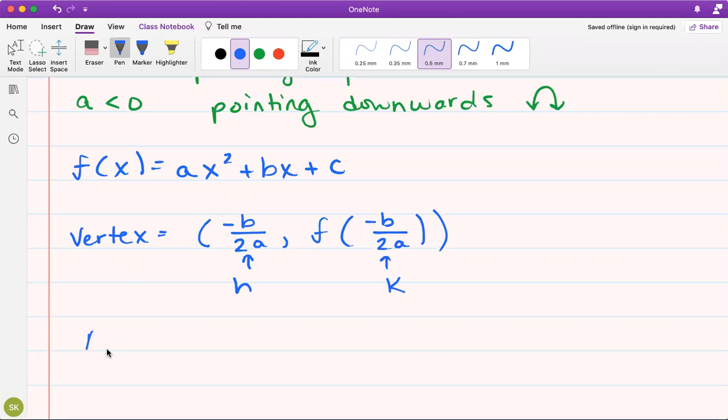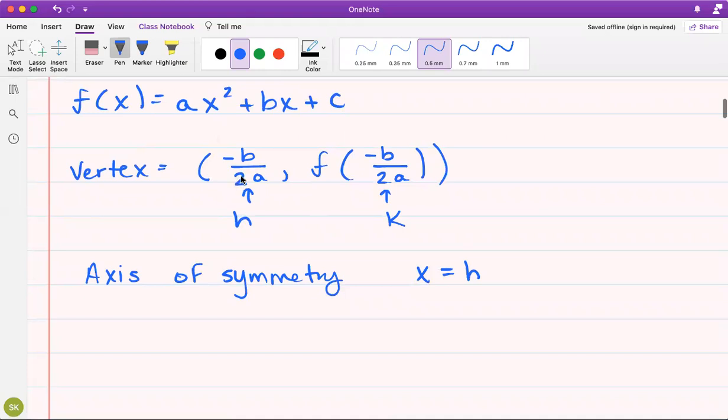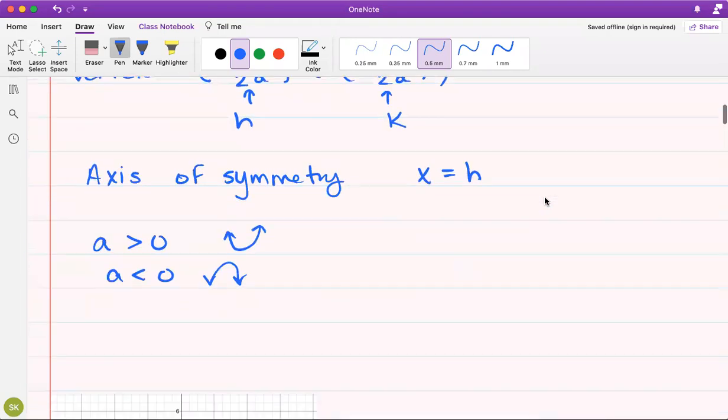And the axis of symmetry is still going to be x is equal to h, just like before, except to find this h is negative b over 2a. And this number in the front, this a, is the same a as in the last set of the quadratic functions. If a is greater than 0, we're pointing upwards. And if a is less than 0, we're pointing downwards. Okay, I think we're ready to look at some examples.